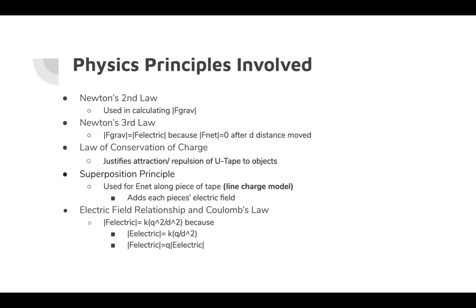The physics principles involved in this lab were Newton's second law, which allowed us to find the magnitude of the force of gravity, and Newton's third law, which allows us to say that the force of gravity's magnitude is equal to the force of electricity's magnitude because they are in equilibrium after distance d is moved. The law of conservation of charge allows us to find the U-tape's charge. The superposition principle allows us to find E net along the pieces of tape using the line charge method because we add each piece of tape to find the electric field's total. And then the electric field relationship in Coulomb's law allows us to calculate the E fields.